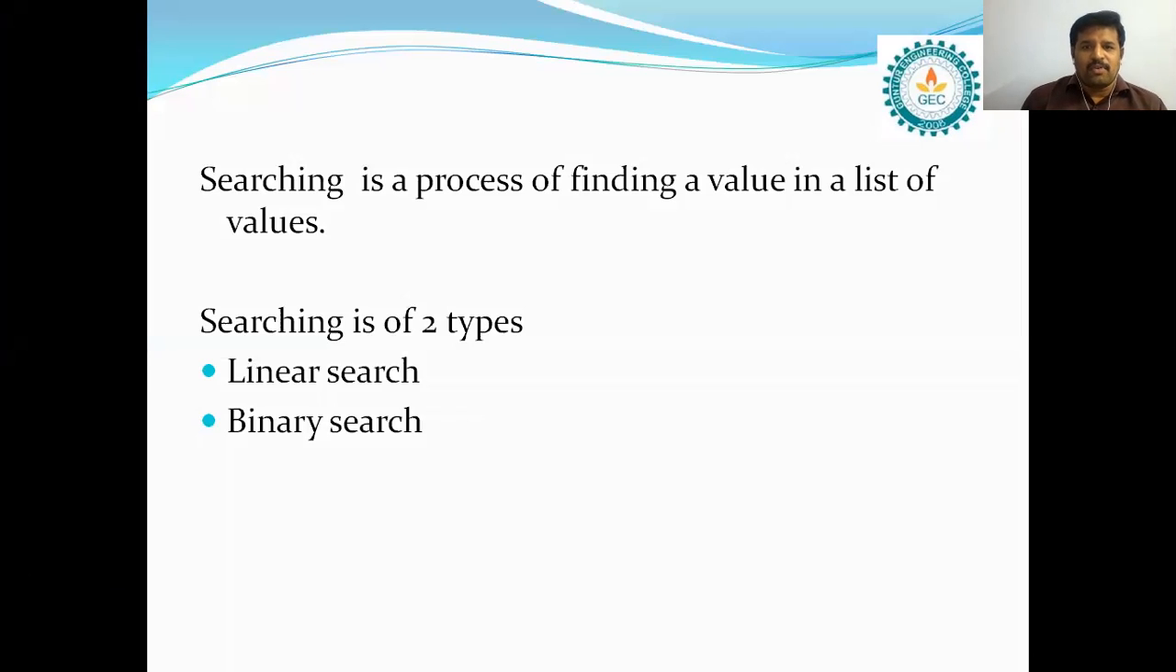Searching is a process of finding a value in a list of values. That means finding something in the given list of elements. That is called as searching. Searching is classified into two types: linear search and binary search. So these are the two types of searching techniques. First, we will discuss the linear search.